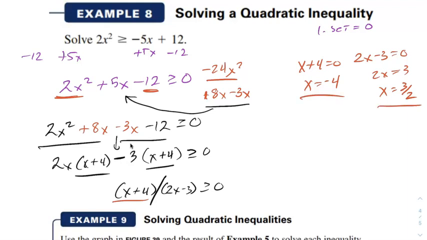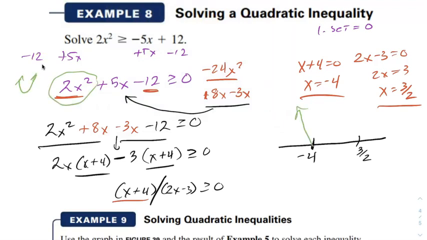Now, I think the easiest way to solve this is by graphing. Remember, we're not going to go crazy with it. We just graph the 2 points. Negative 4 will come first because it's the most left, and then 3 halves. Then I look at my graph. First of all, it's a parabola, and it's a positive parabola, so this lets me know it opens up. All I've got to do is draw it, going through these points and opening up.